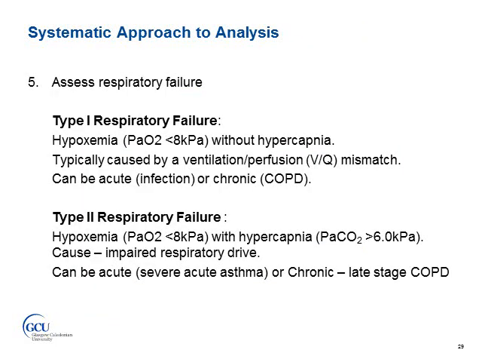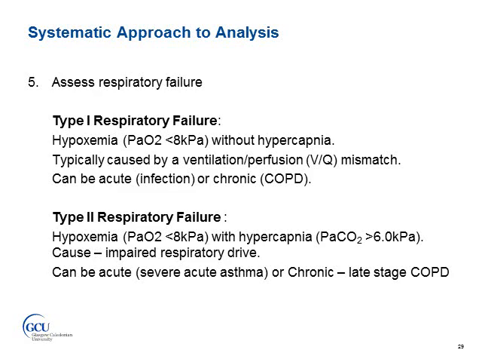The final step is to assess whether there is any element of respiratory failure present. Type 1 respiratory failure is present if there's hypoxemia, which is when the oxygen is less than 8 kilopascals. However, the carbon dioxide is normal. It is typically caused by a ventilation perfusion mismatch, and it can be acute or chronic.